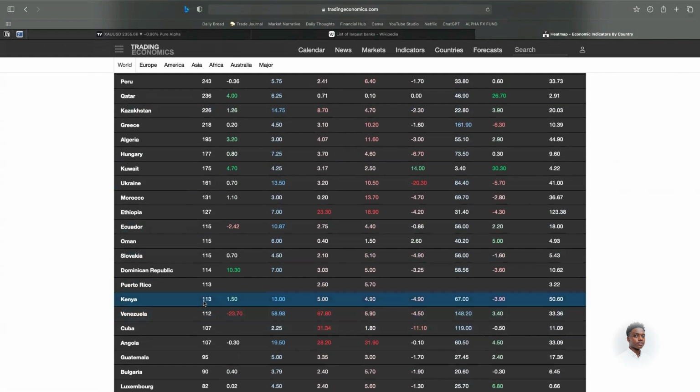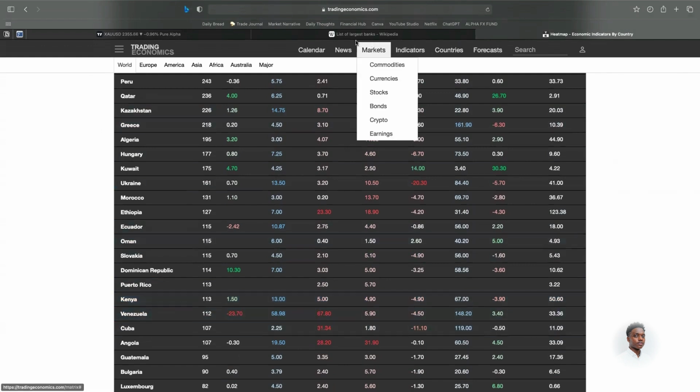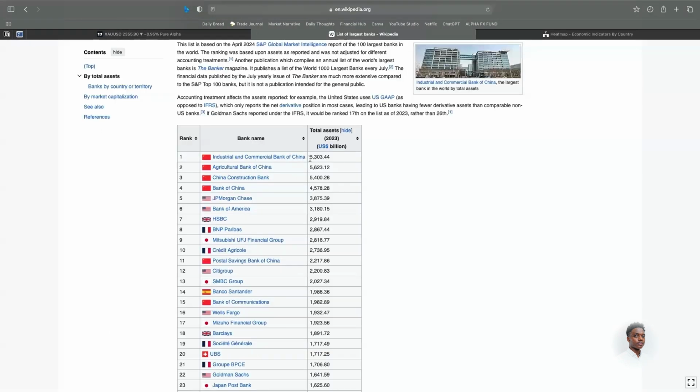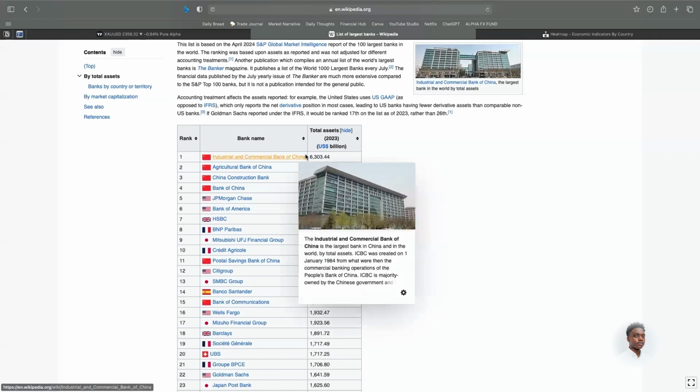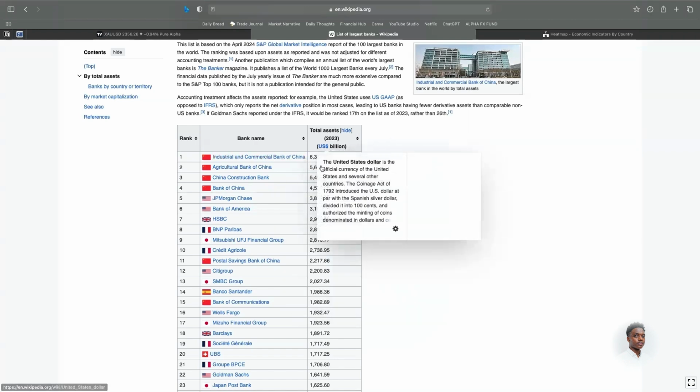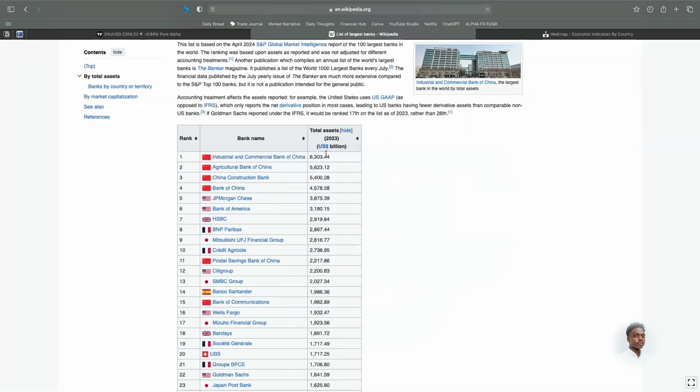Okay, 113 billion alone. If you look at the biggest bank, the big asset under management that they have here, okay, is 6.3 trillion, meaning they're 63 times bigger than the country of Kenya. And this is one bank, not combined. If you put combined just the big four, they're over 200 times bigger than the economy as a whole, the economy of Kenya.